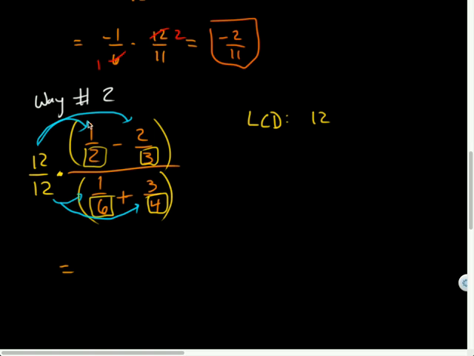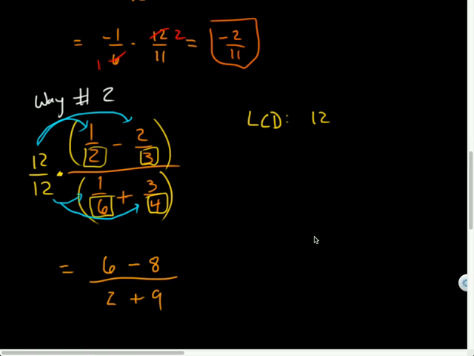12 times 1/2. 12 divided by 2 is 6, times 1 is 6. So I do the division before the multiplication. 12 divided by 3 is 4, multiplied by negative 2 is negative 8. 12 times 1/6, so 12 divided by 6 is 2, multiplied by 1 is 2. And then 12 divided by 4 is 3, and then times 3 is 9.